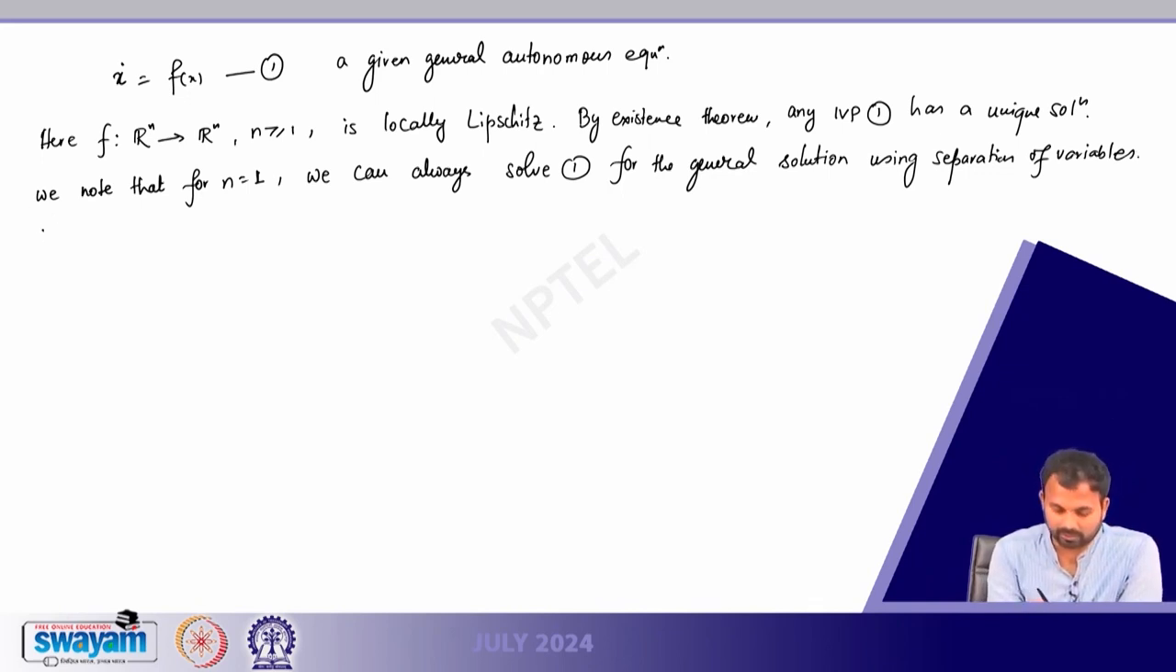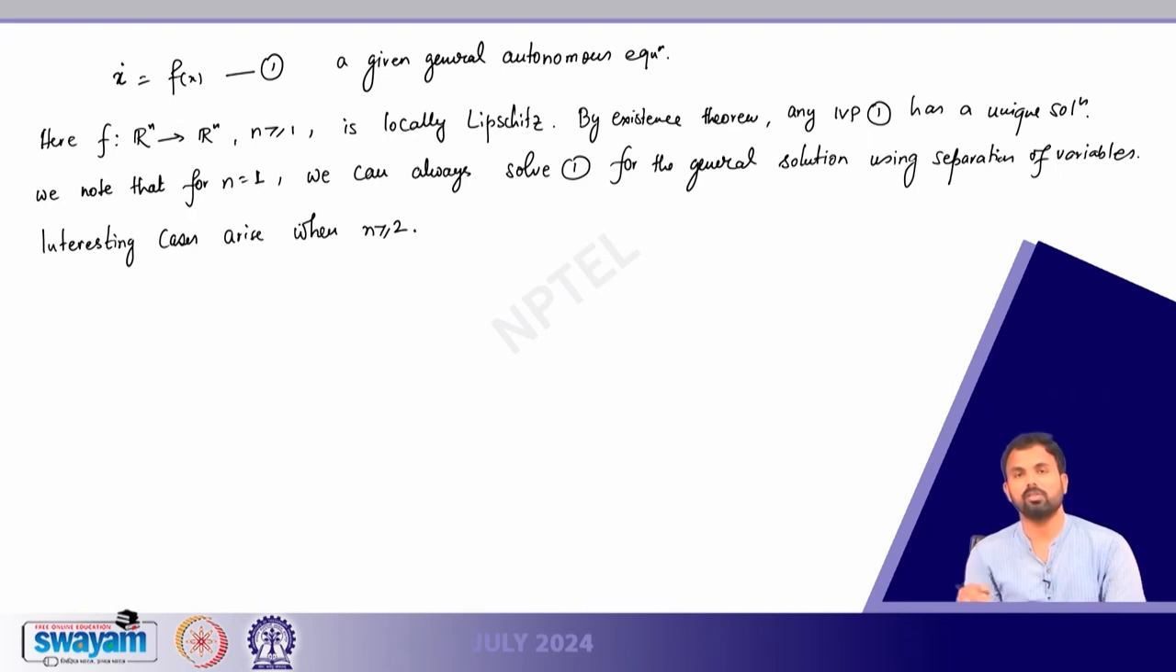So, the interesting cases arise when n is greater than or equal to 2. That is when the actual analysis happens, right. So, when you have n greater than or equal to 2, then we can say, okay, let us inspect the equation, because we have a system. So, you can talk about stability and equilibrium points, then bifurcation points and all that. So, when n is greater than or equal to 2, that is actually the interesting case basically.